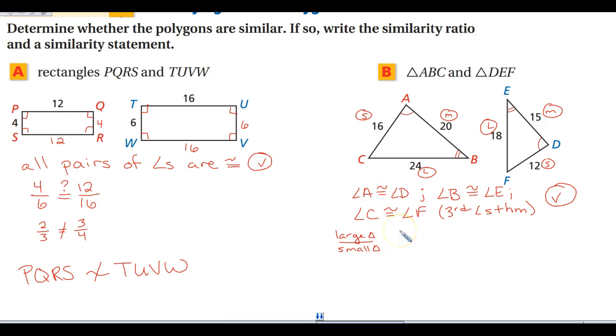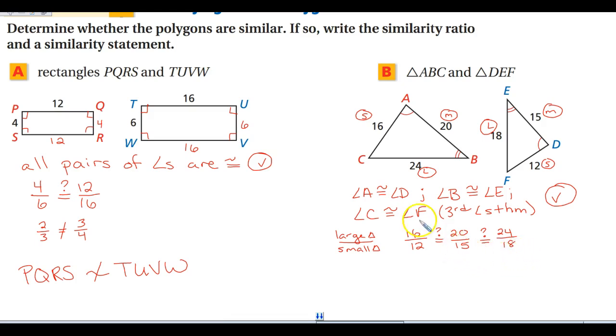Again, it doesn't always have to be small in the numerator. My smallest side for my large triangle is 16. My smallest side for my smaller triangle is 12. I want to know whether or not that is going to equal my medium side, which is 20, over my medium side, which is 15. And does that equal my longest sides, which is 24 over 18? Every single one of these fractions has the larger triangle in the numerator and the smaller triangle in the denominator.